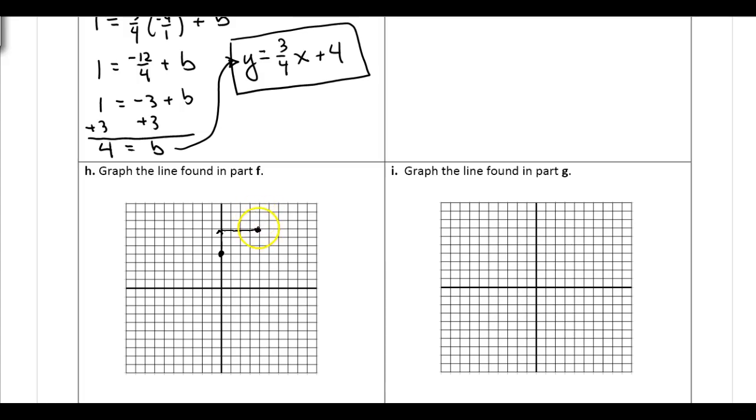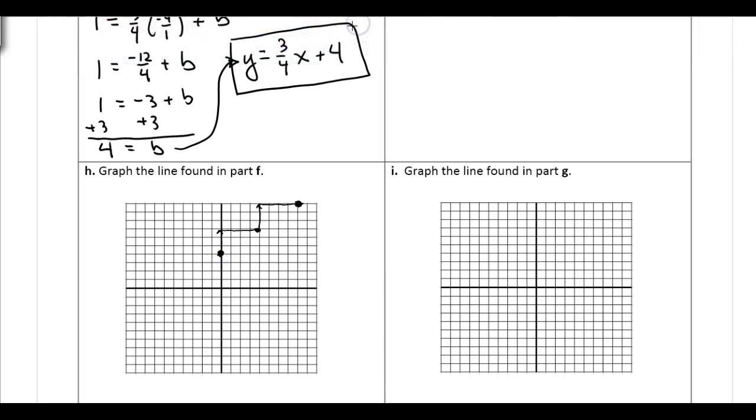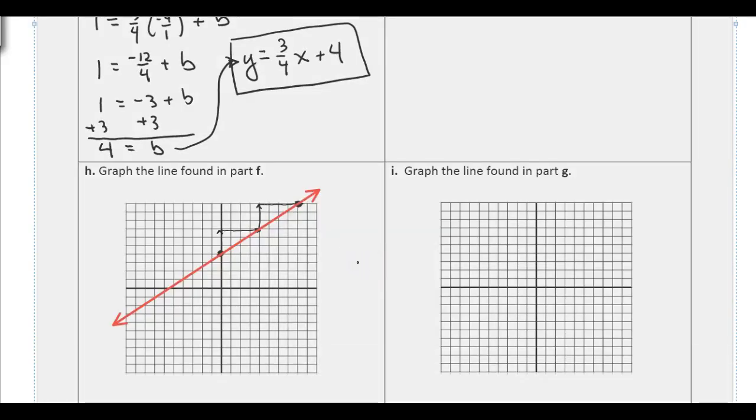And then I'm going to go one more time, up 3 and to the right 4. So I have these 3 points. I'm going to draw my line through it. And there you have it.